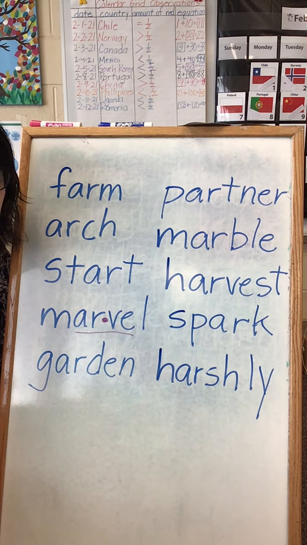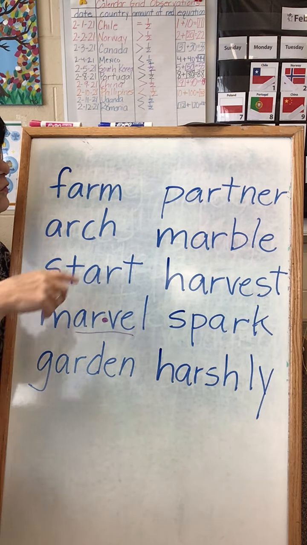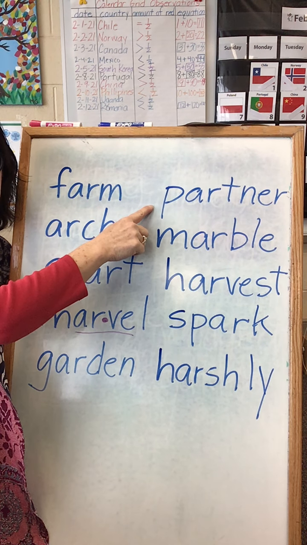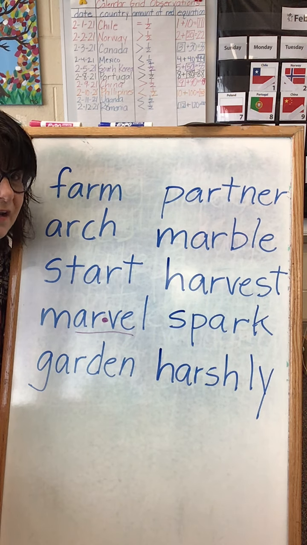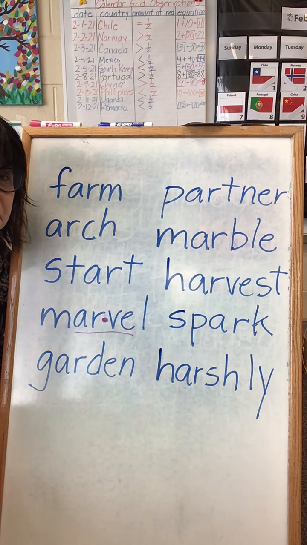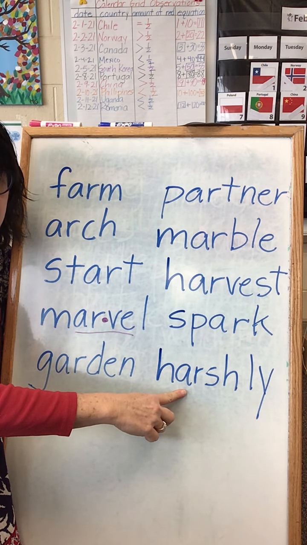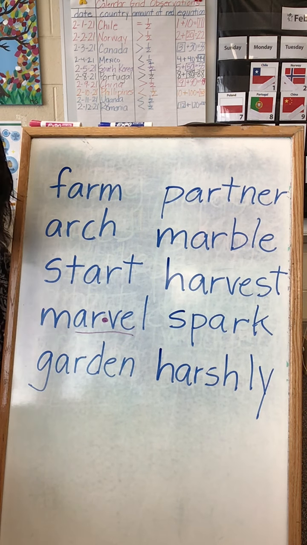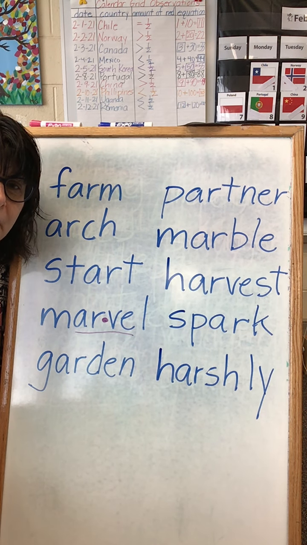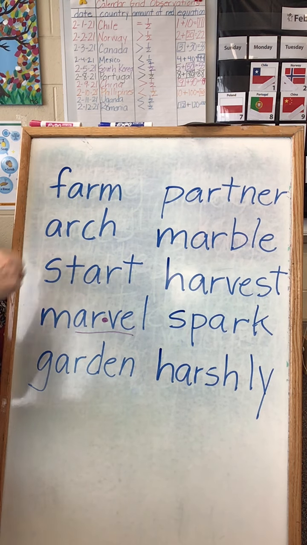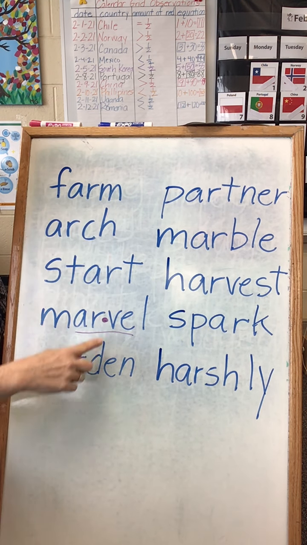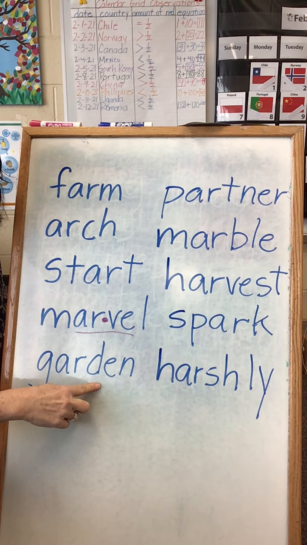Okay? So, I'm looking for a word that means that you do something with someone else. They are your blank. If you said partner, you are correct. I'm looking for a word that means you say something to someone and you do not say it kindly. If you said harshly, you are correct. I'm looking for a word that is a place where farmers grow things. There are actually two answers for this. Farm would be correct, or garden would be correct also.